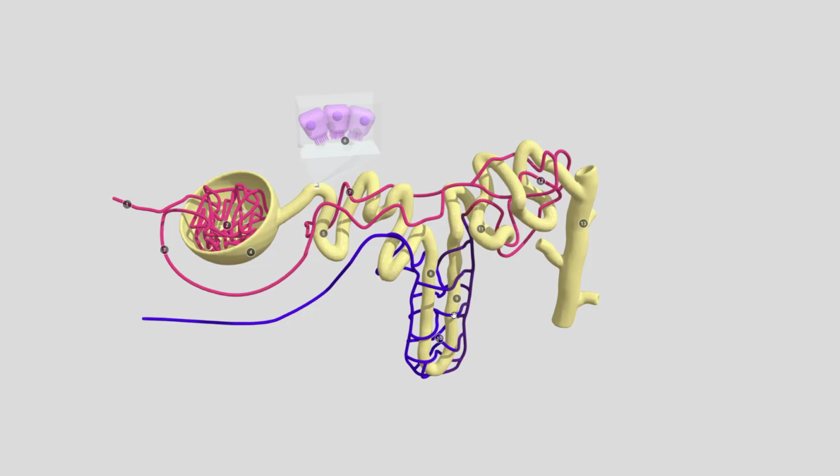This creates what's called a countercurrent mechanism. So water moves in one direction, solute moves in the opposite direction. And what you end up with is a dilute filtrate. So the dilute filtrate then moves through this next portion of the tube called the distal convoluted tubule, and then ends up in this part called the collecting duct.